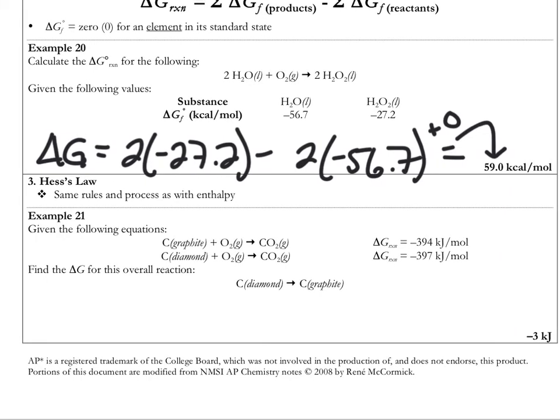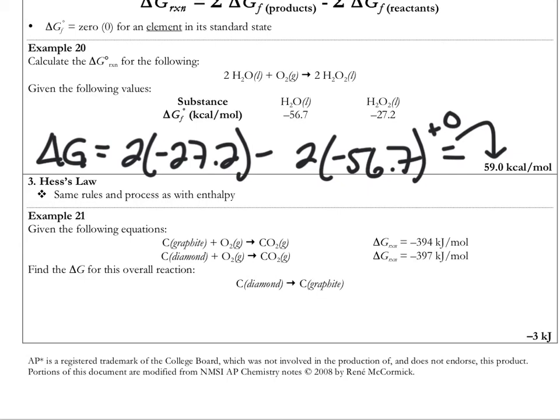Then we have Hess's law to finish up, and it's the same thing we were doing when we were doing this with enthalpy. We've got given reactions, we have to play with them, turn them around, double them, triple them, keep them the same, do whatever it takes so that the reactions given add up to the reaction we're looking for.